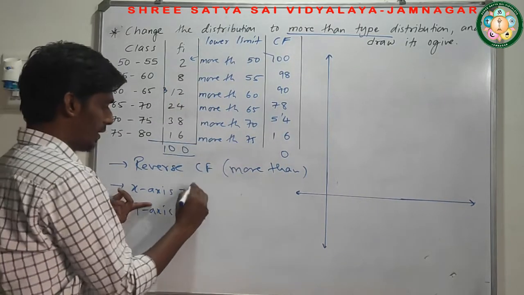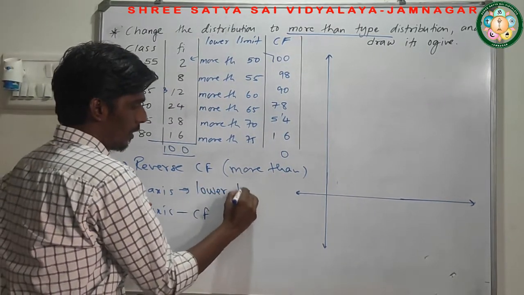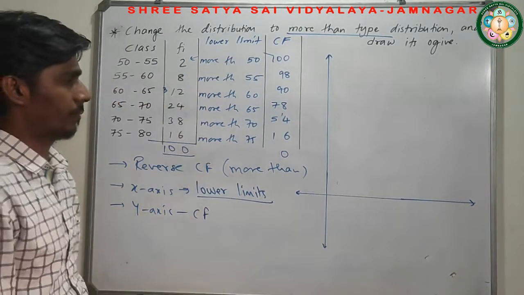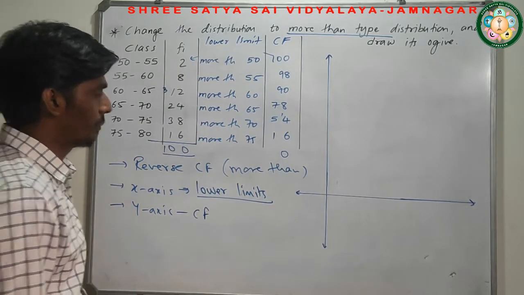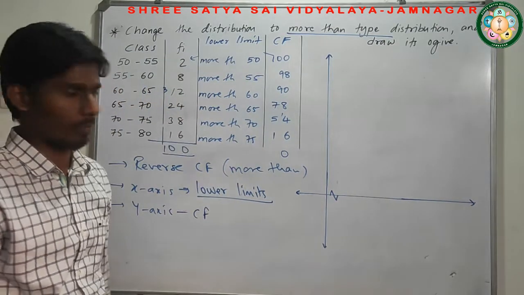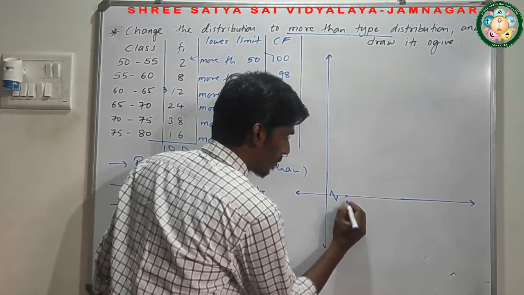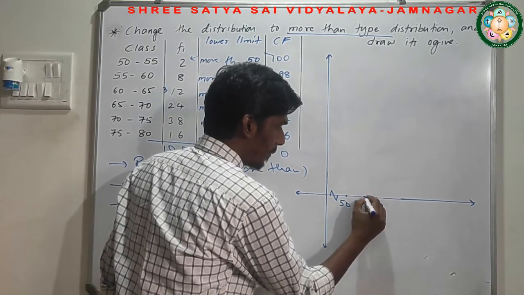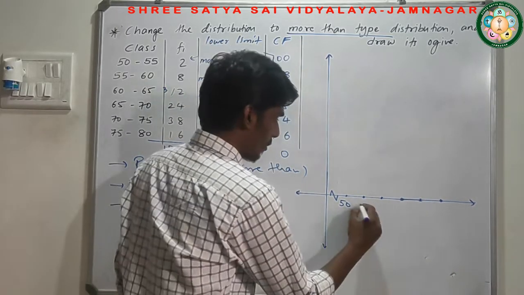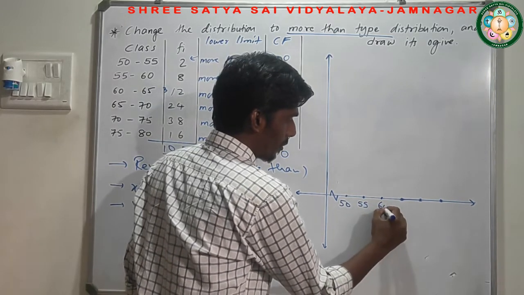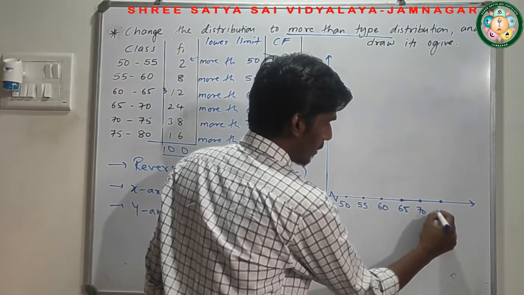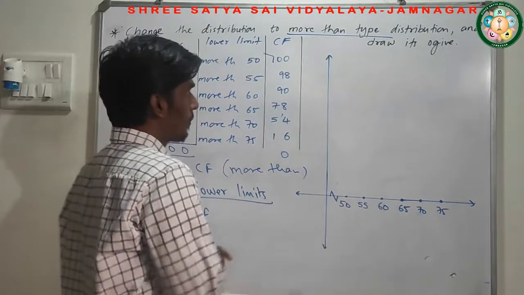So on the x-axis what is left here? It's lower limits. So what are the lower limits here? 50 to 75. So here I am going to use a kink in between, because I am going to take direct value 50. So let's take here directly 50, then 55, 60, 65, 70, 75.